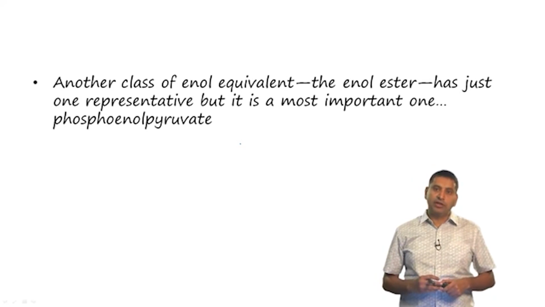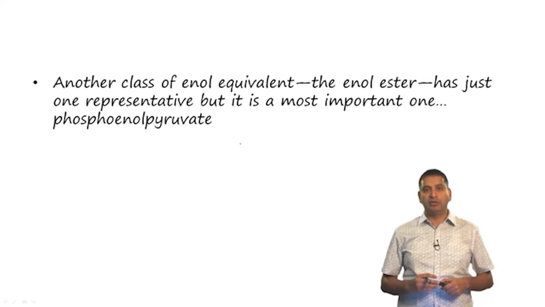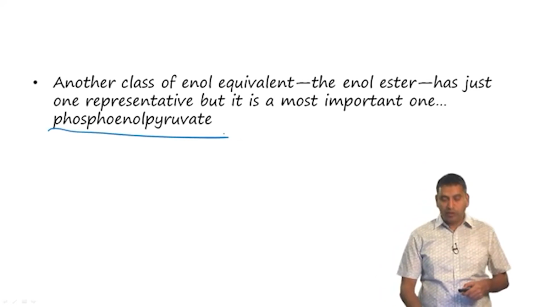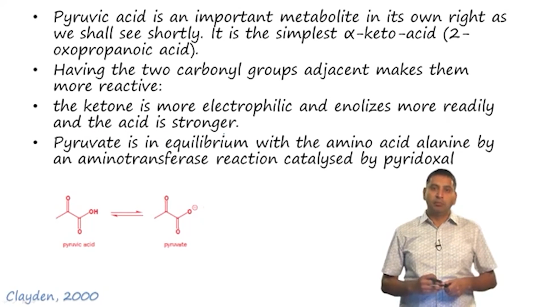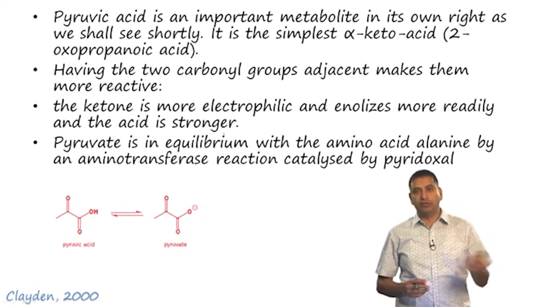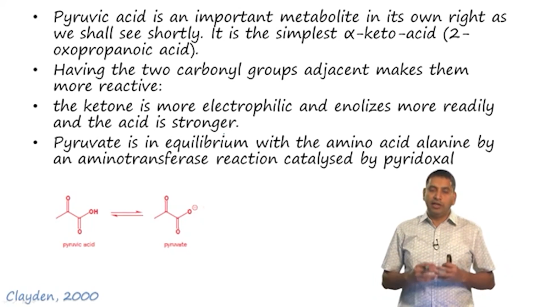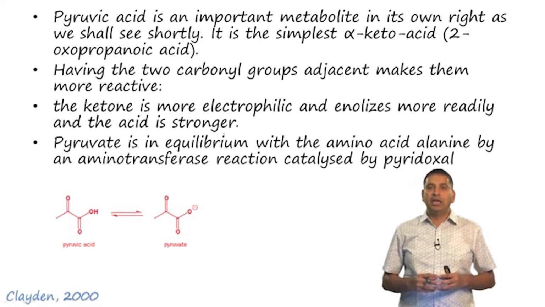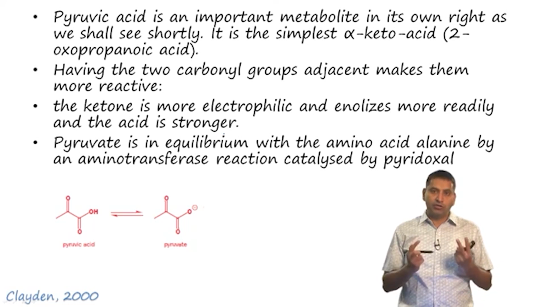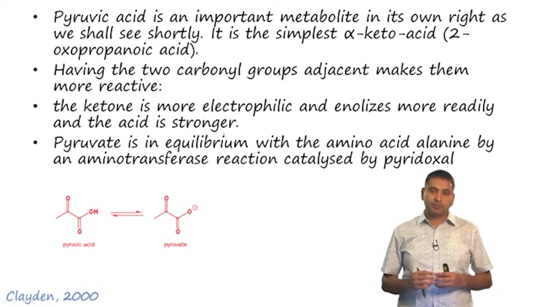Another class of enol equivalents, which is the enol ester, has just one representative, but it is a very important one, and so we are going to look at it. It is called phosphoenol pyruvate. Pyruvic acid, which we have looked at in quite a bit of detail in this lecture as well as in the previous lectures, is a very important metabolite, and is basically the simplest alpha keto acid, which is 2-oxopropanoic acid. So, it has two carbonyl groups which are adjacent to one another and makes it quite reactive.